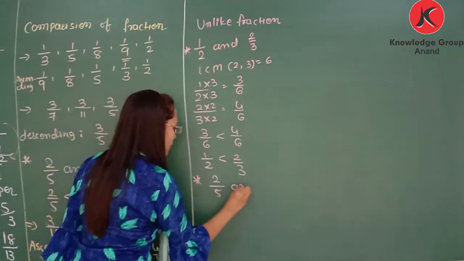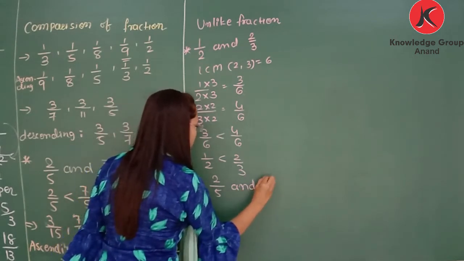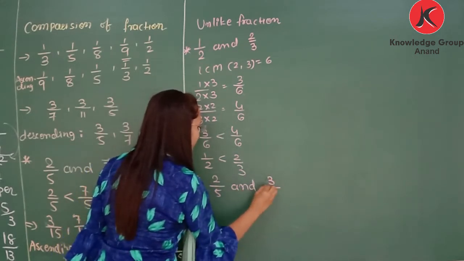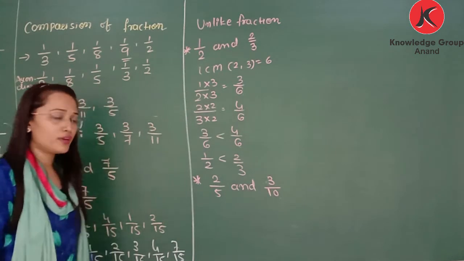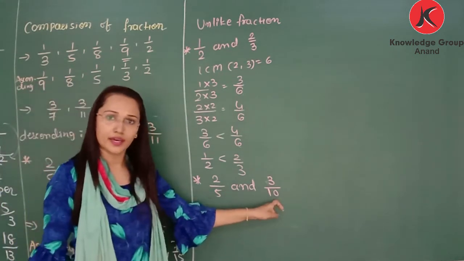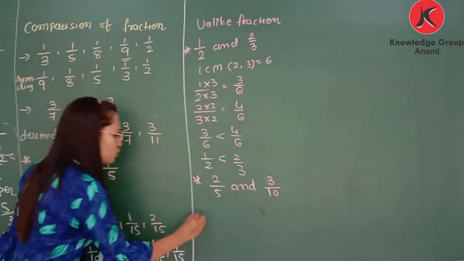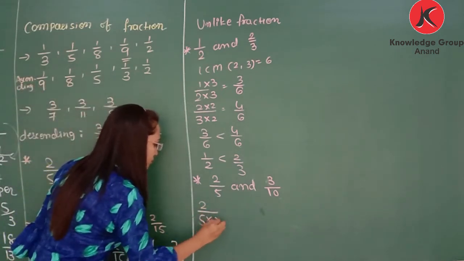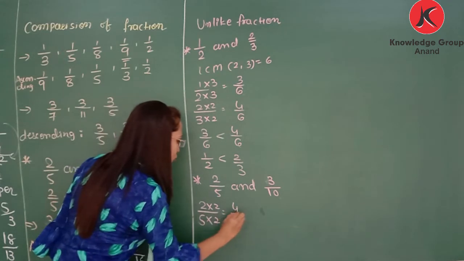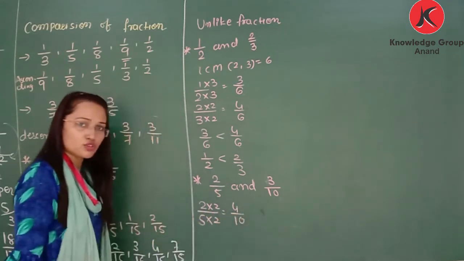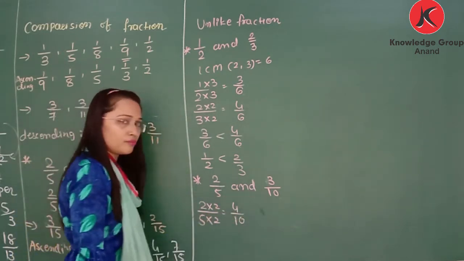2 by 5 and 3 by 10. If we take the LCM of 5 and 10, the LCM is 10. So here 2 by 5 is multiplied by 2, and we will get 4 by 10. Here the denominator is already 10, so no need to multiply.